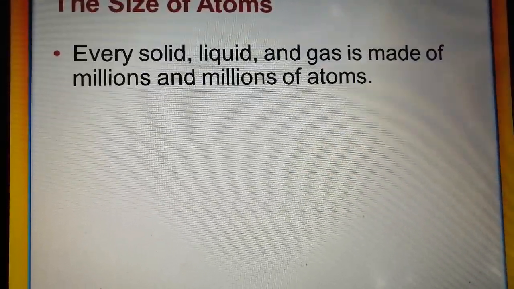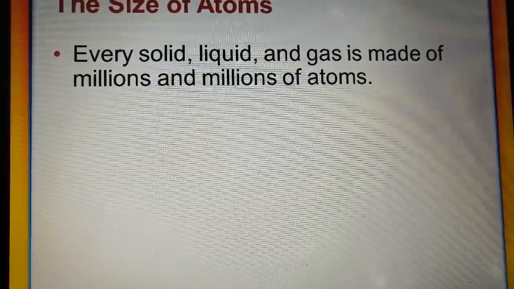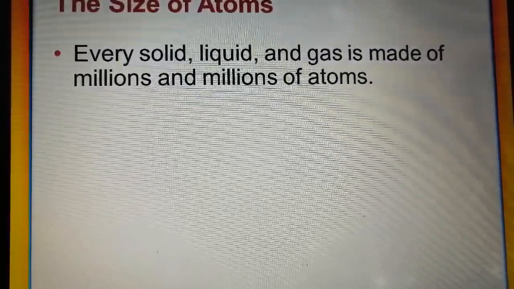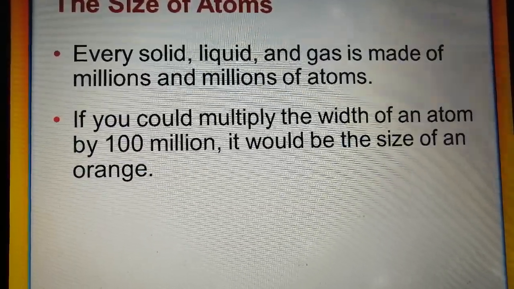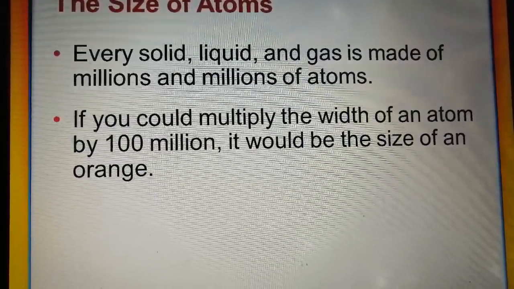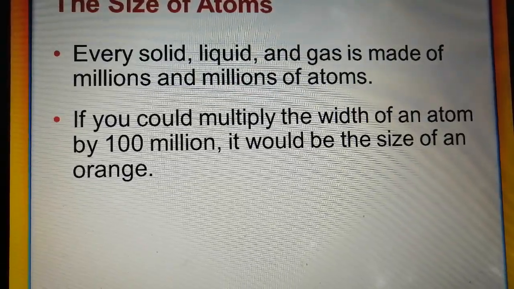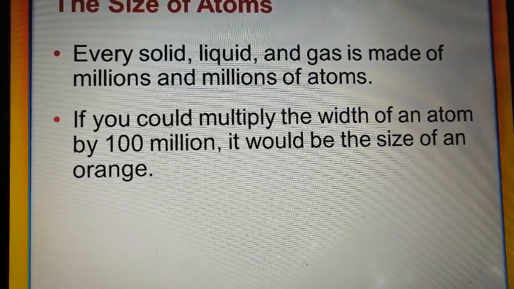The size of atoms. Every solid, liquid, and gas is made of millions and millions of atoms. If you could multiply the width of an atom by 100 million, it would be the size of an orange.